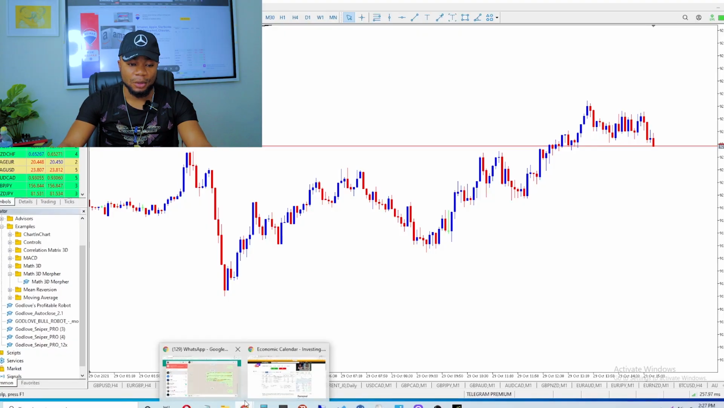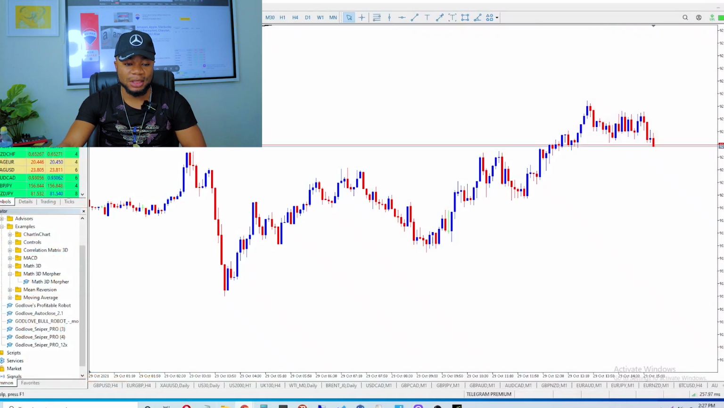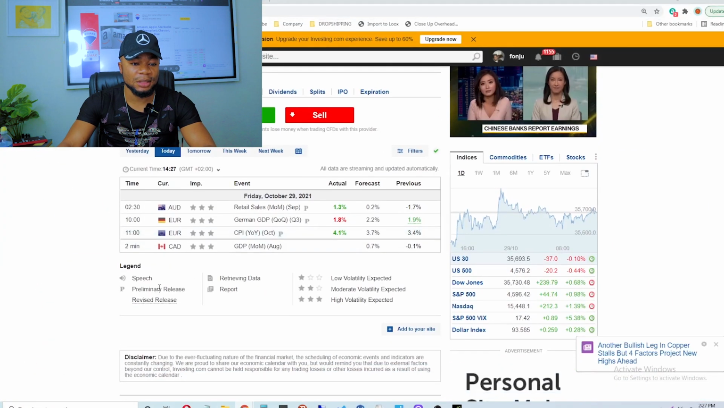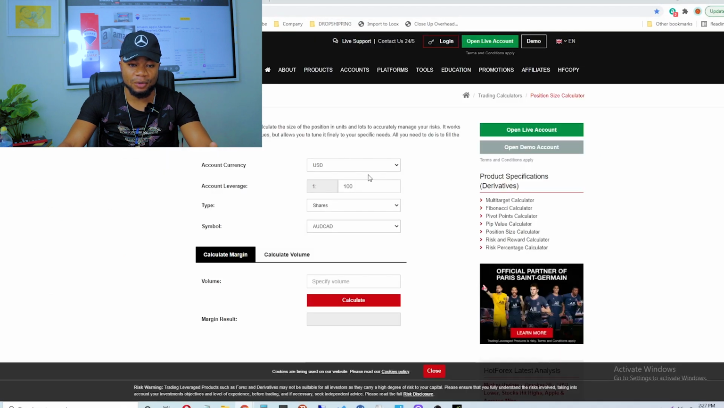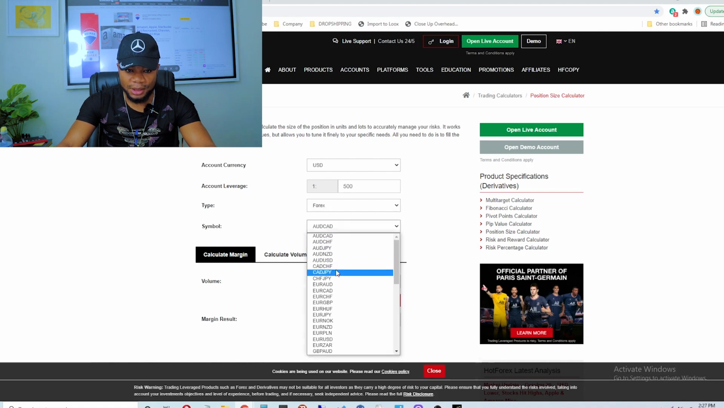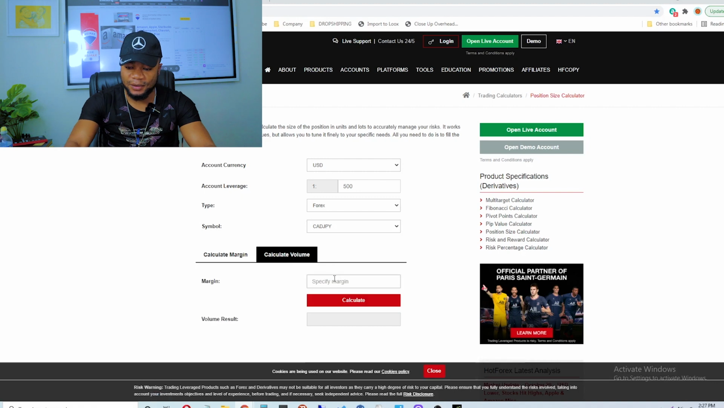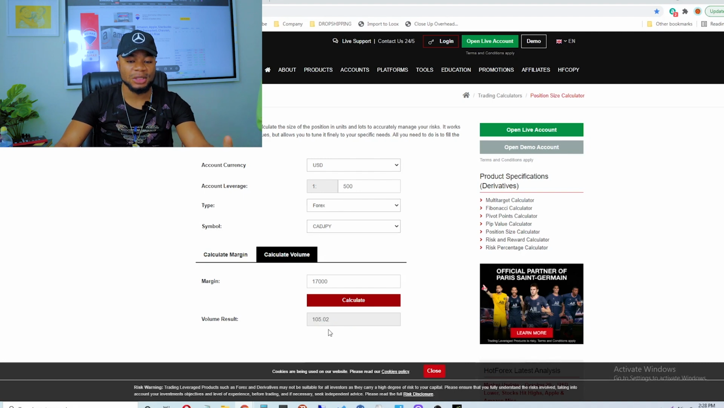As you guys already know, according to the strategy, we're going to be trading GDP for Canadian dollar, and the currency pair is Canadian dollar JPY. Here we have to calculate our leverage. We go under Forex and Canadian dollar JPY, and our account balance is 17,000. So we can use up to a lot size of 100.